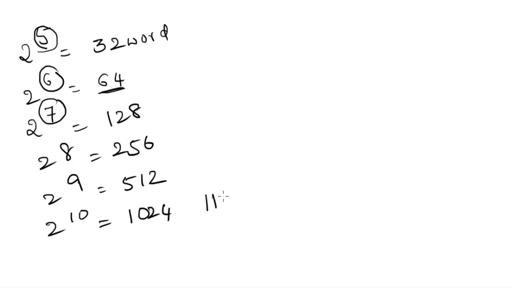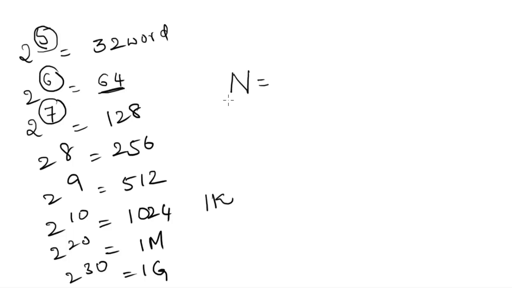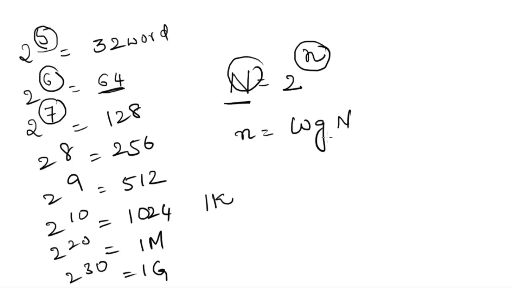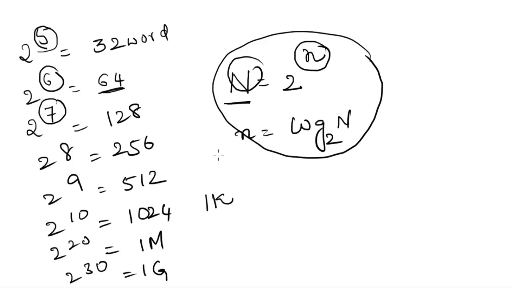1024 is also called 1k, and 2 power 20 is called 1m, and 2 power 30 is called 1g. Like this. So I will conclude this formula: capital N is equal to 2 power n. And if I want to calculate address bits, if I know capital N, then the formula is small n is equal to log N base 2. These two are very important formulas, so that it will be easy for you to calculate how many words and how many address bits.